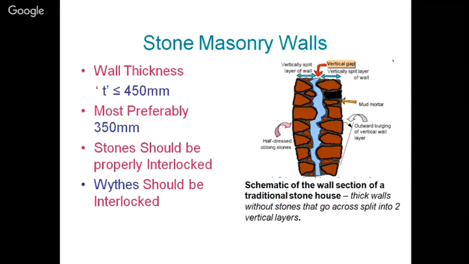Stone masonry walls: wall thickness T should not be less than 450 mm, most preferably 350 mm. Stones should be properly interlocked. That is the reason, which we have been discussing for the last few minutes, that we need to properly make the connectivity. That depends upon you, as per the domains of Indian codal provisions, what you are going to use, whether steel ties, stones, whatever you are going to use, you are just supposed to maintain the connectivity between the walls and between the structural elements as well.